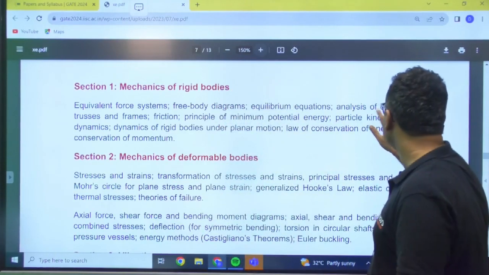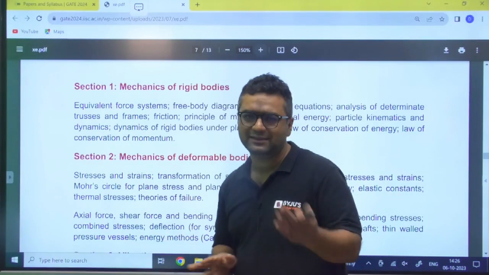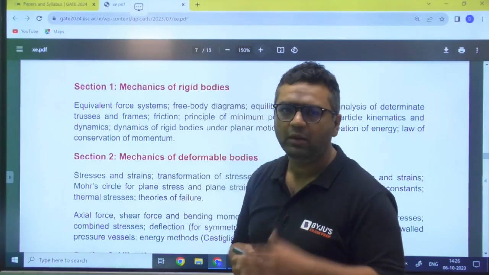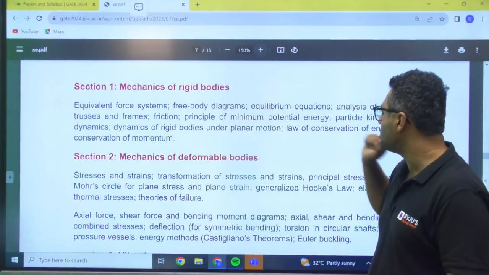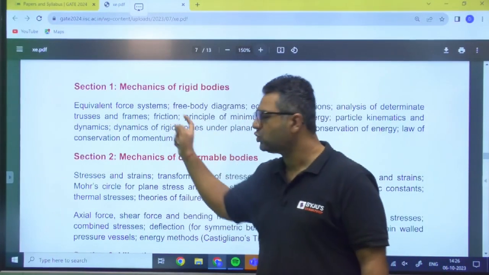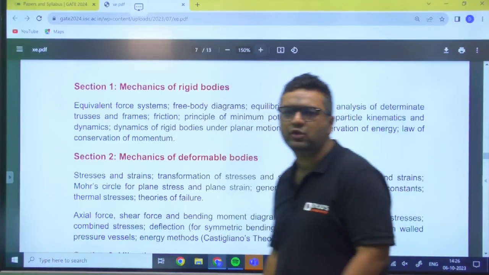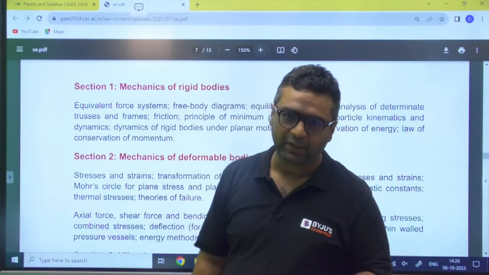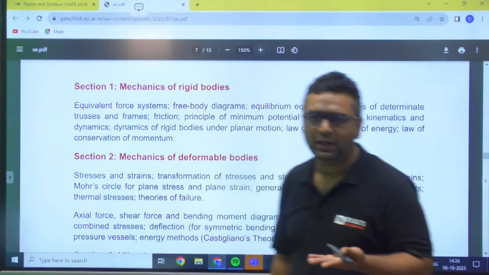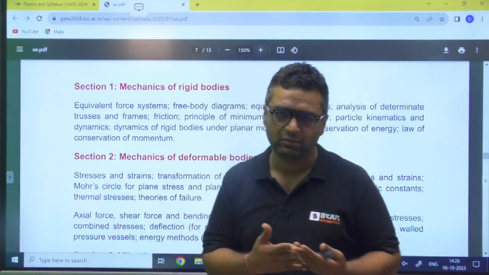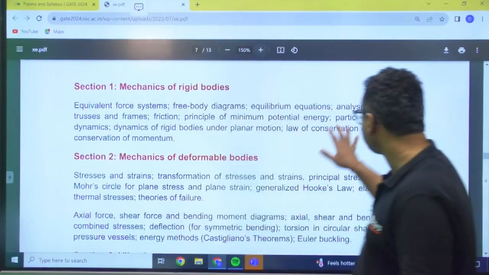Second, they are saying analysis of determinate trusses and frames, that is the same chapter of trusses and frames you study in the mechanical and civil syllabus. Friction and principle of minimum potential energy. Friction is also a common part, you know that. Principle of minimum potential energy, whatever you study in the virtual work chapter of engineering mechanics, is generally not very important. Okay, but still a very basic question can come from this.